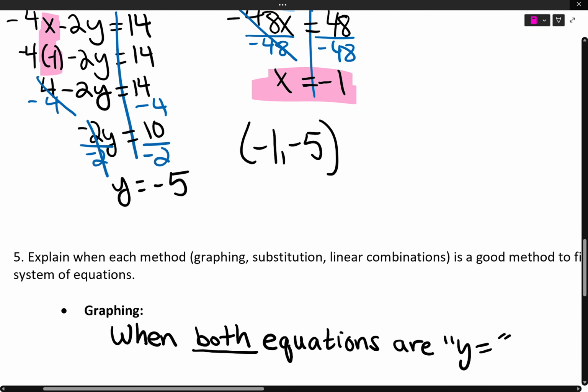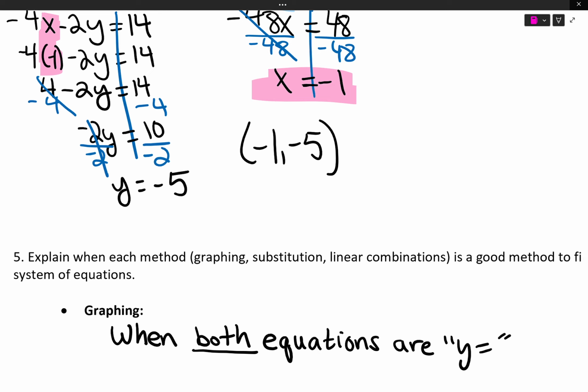First, graphing. Graphing is best when both equations are y equals. Because we have it set up with the slope and the y-intercept, we can graph them by hand or in a calculator and find the point of intersection, which is our answer. And of course, it is way easier to graph something if it's already in that y equals form.